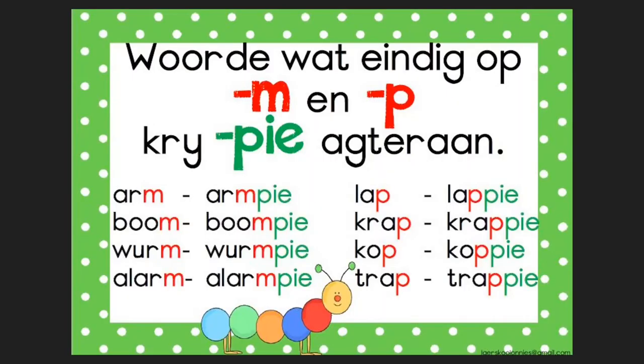Arm, armpie. Boom, boompie, a small tree. Worm, which is a worm, wormpie. Alarm, which is an alarm, alarmpie. Lap, which is a piece of cloth, we read about that in today's story, lappie. Krab, which is a crab, krappie. Kop, which is a head, koppie. Trap, which is a step or a stair, trappie.